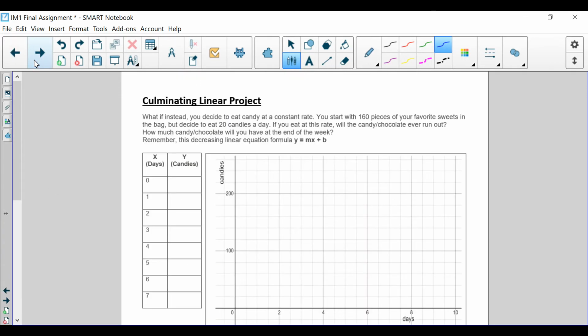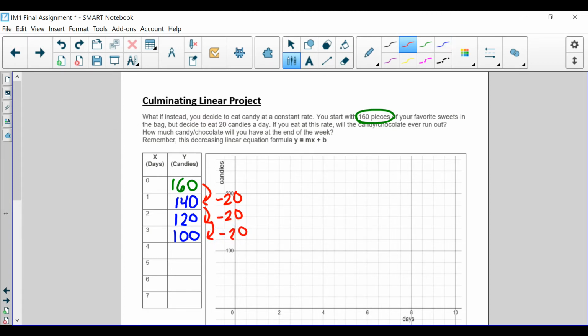Alright, next part is we're going to go over this where it's a linear relationship. We notice that we start with 160 pieces and we eat 20 pieces a day. So we're at 160 pieces, but every single time we eat 20 candies per day. And so we're at 140, then subtracting another 20, subtracting another 20, and we continue with this relationship.